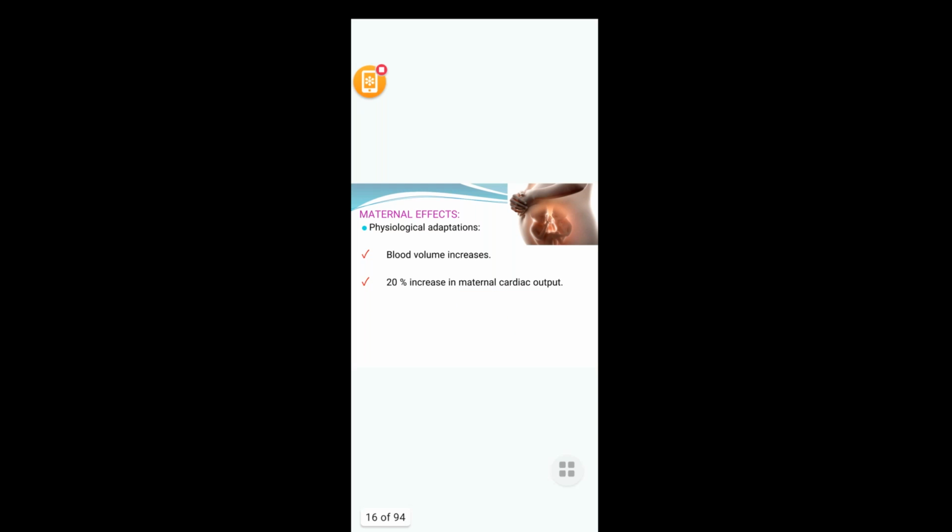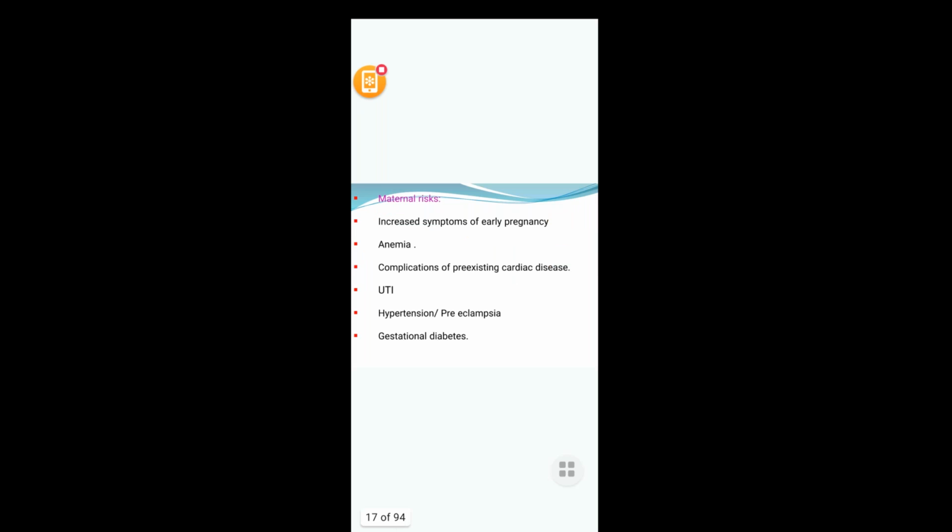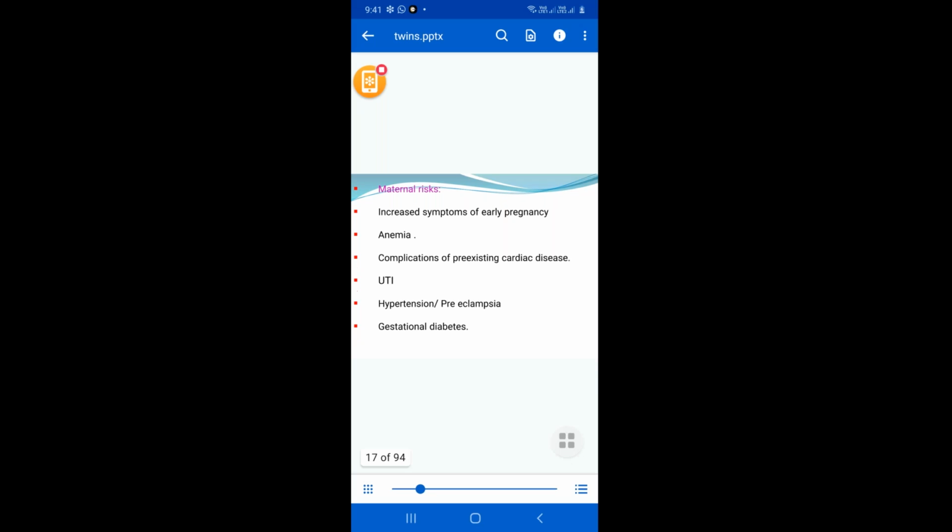What are the maternal and fetal effects of multiple pregnancies? Maternal effects. There are physiological adaptations where the blood volume increases. A 20% increase in the maternal cardiac output is seen. What are the maternal risks? There will be increased symptoms of early pregnancy. What are normal symptoms in the early pregnancy? That is your first trimester. The patient usually complains of nausea and vomiting. Why will the patient have nausea and vomiting? Due to the beta hCG hormone, which is produced from, where does beta hCG get produced?